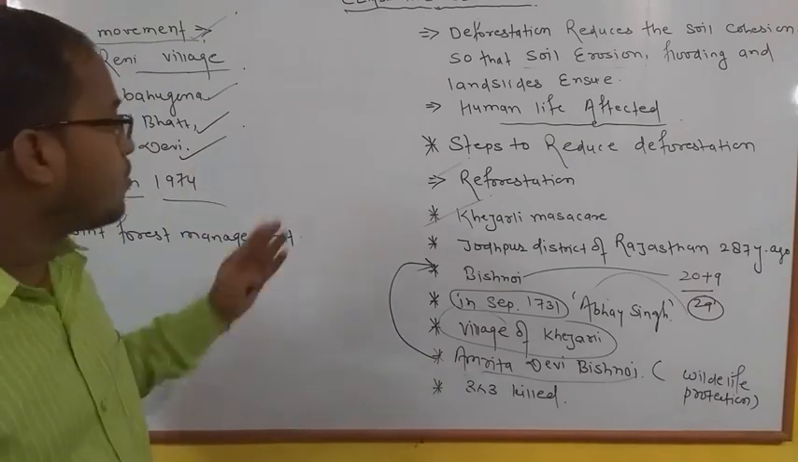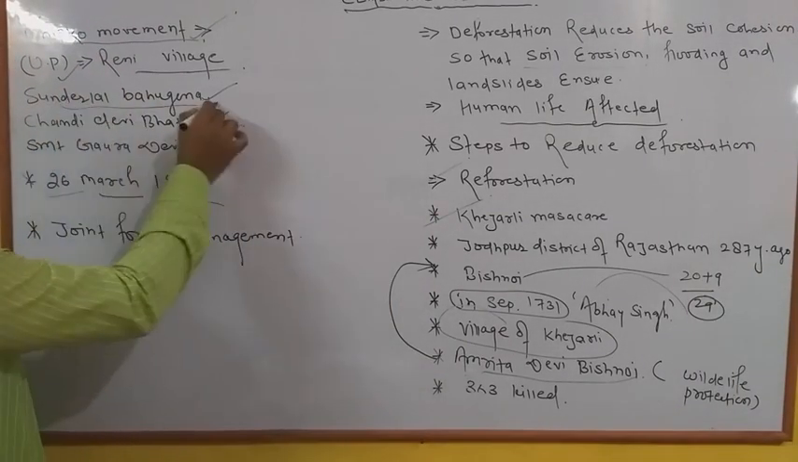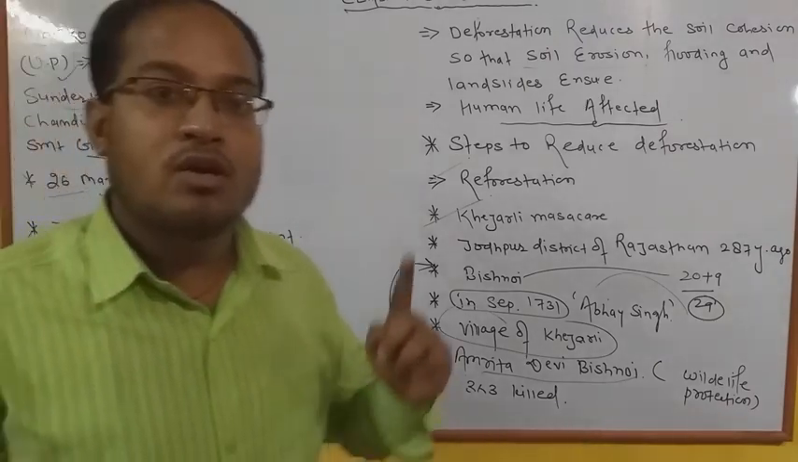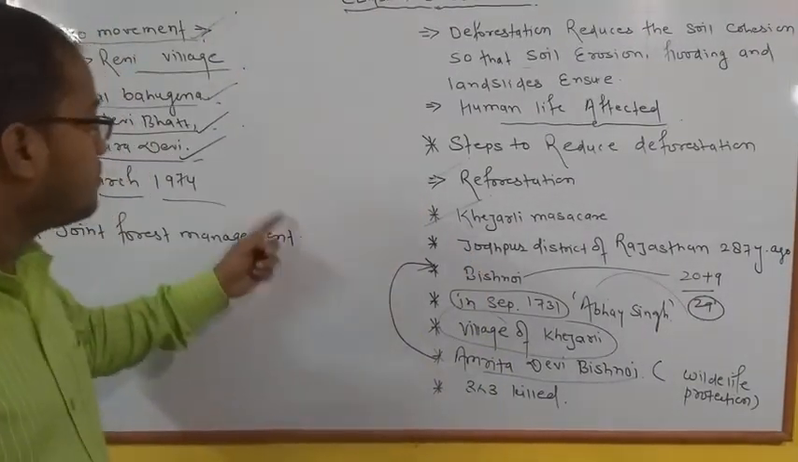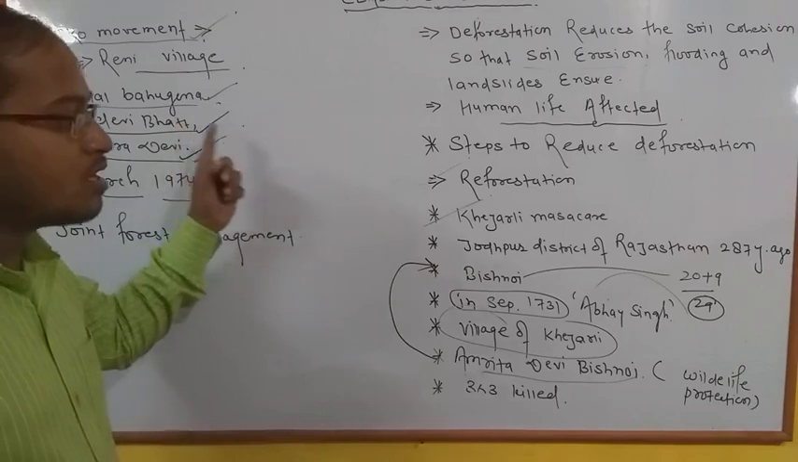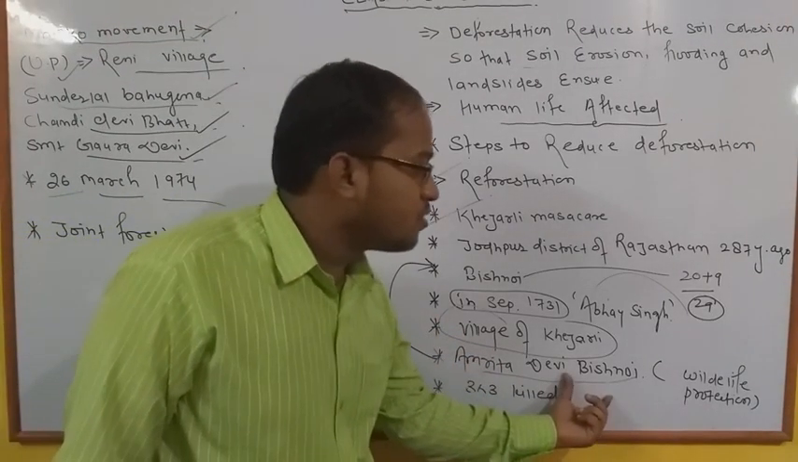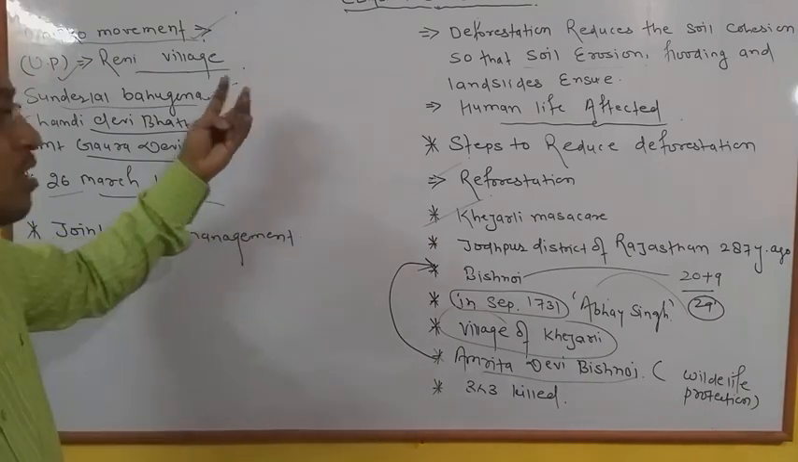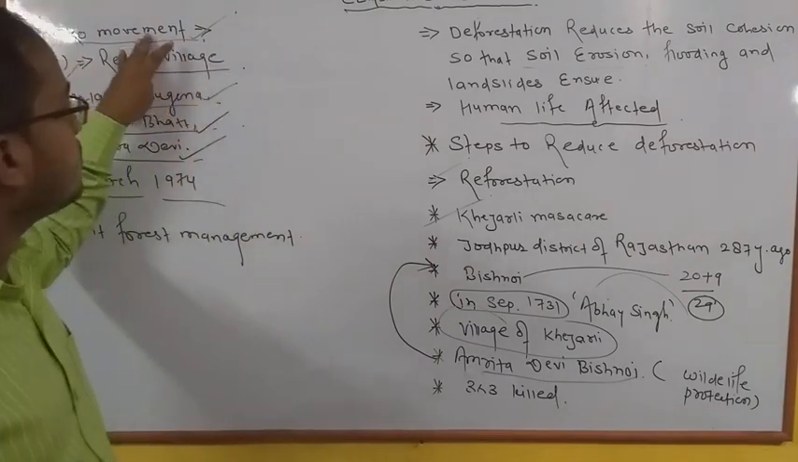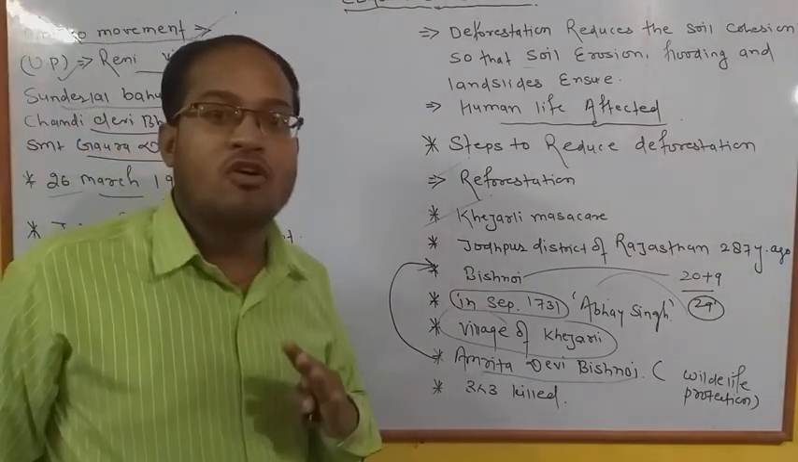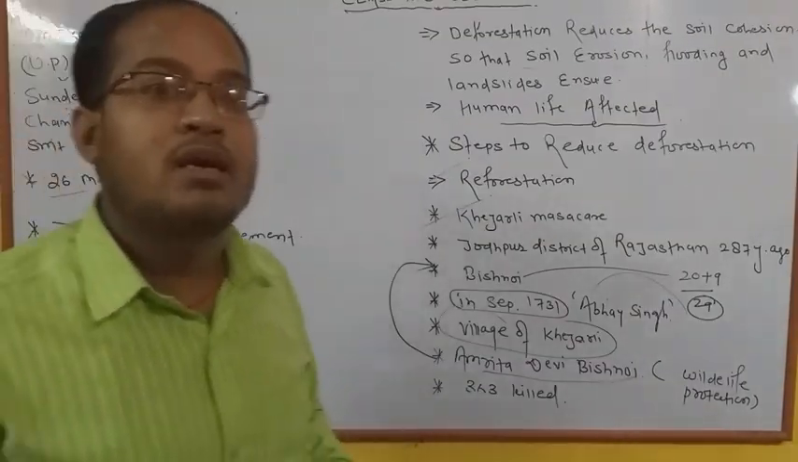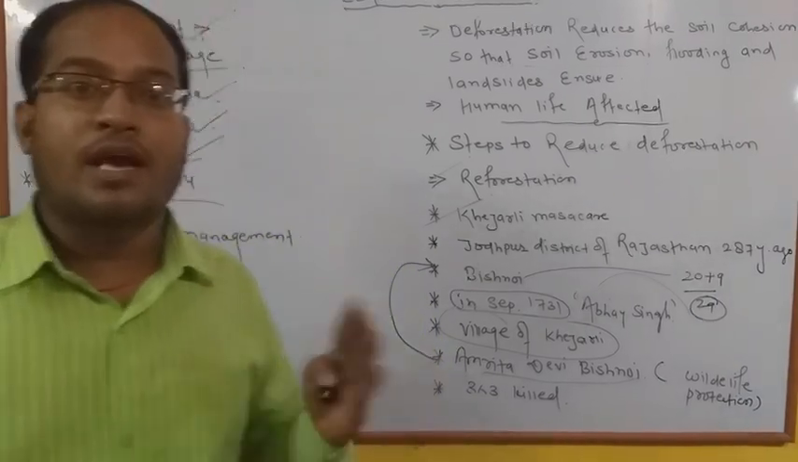Okay, most importantly Sundarlal Bahuguna, Chandi Devi Bhatt and Srimati Gaura Devi played an important part in this type of movement. इस मूवमेंट को करने में जैसे इसमें अमृता देवी बिश्नोई थी, same here these three people played an important role, sacrificing their whole life to the Chipko movement for protecting wildlife. Okay, after that the government of India totally banned it, and a 15-year ban was included.